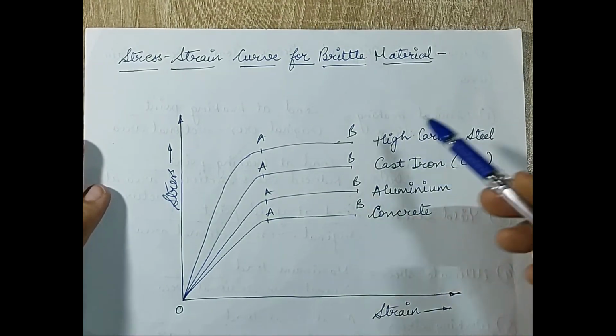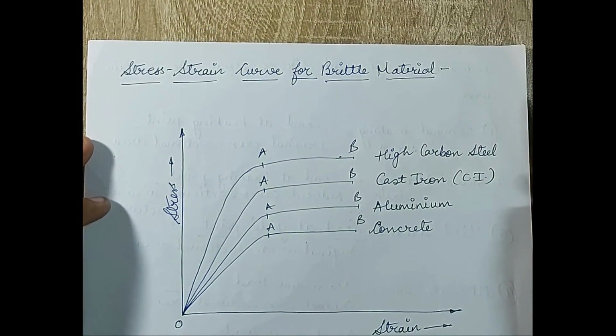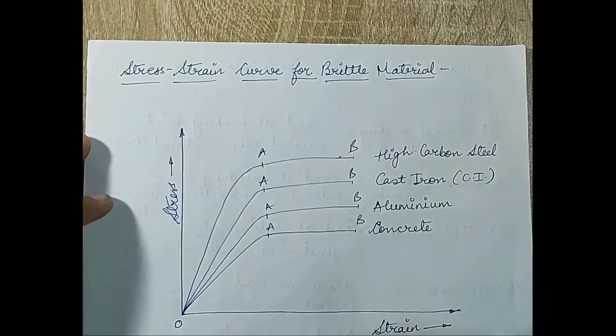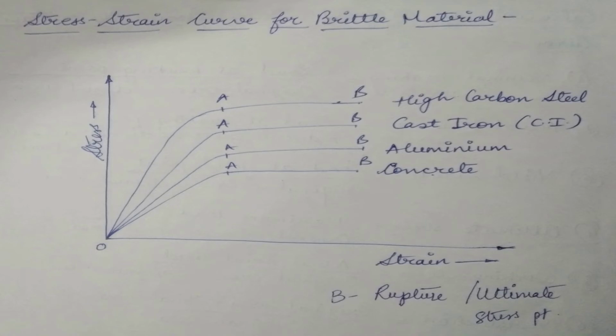So here the portion A represents the elastic zone. So the material will show some elasticity. If you increase the load, stress will increase, so will the strain. Once you remove the load, it will go back to its original shape and size. But after a particular point, it will directly show rupture. So here the point B indicates rupture, which is very important because in ductile material, you can see a beautiful curve with many other points.